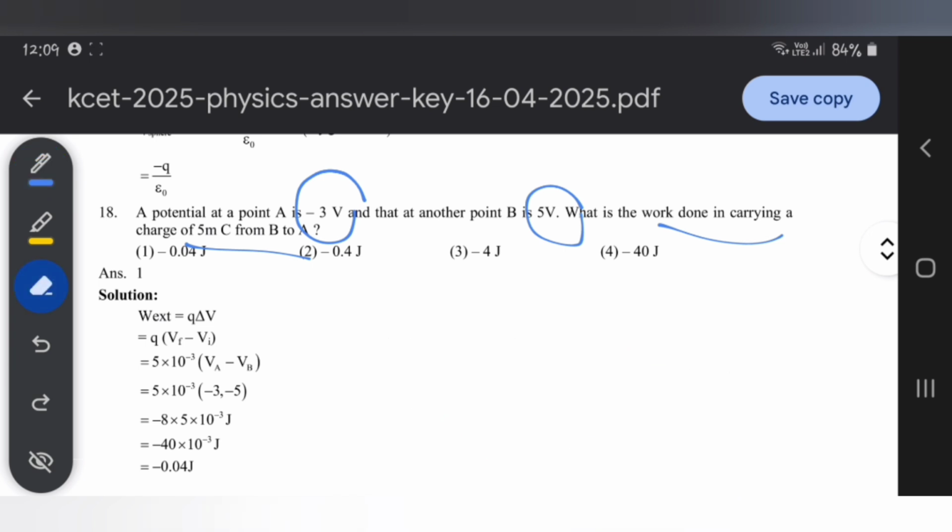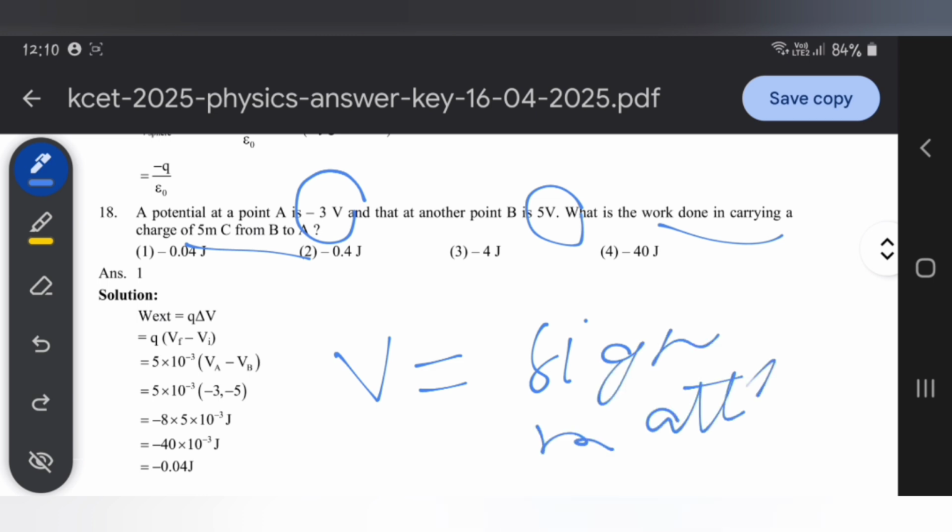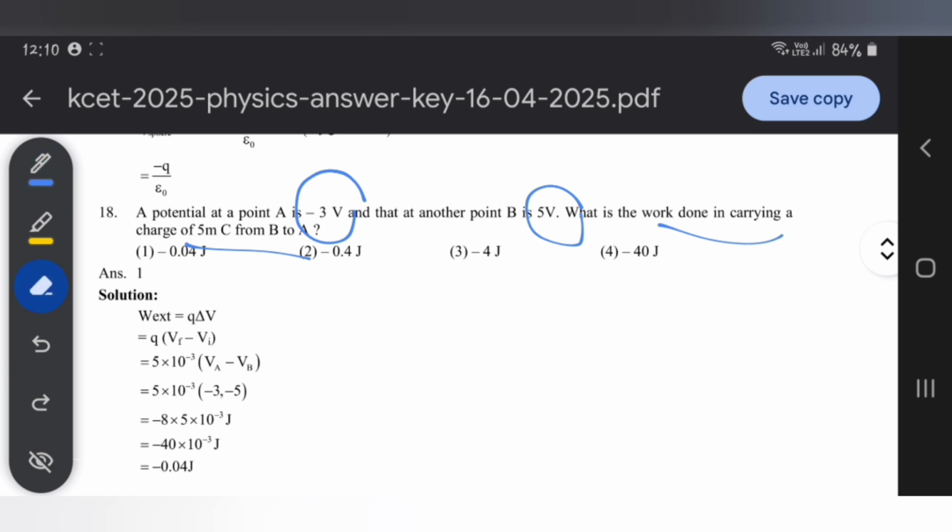Now see here, lot many children will end up making mistakes over here. Always remember, in case of potential, sign matters. When it comes to charge, we usually don't take the sign. If it comes to force also, we usually don't take the sign, but in case of V, that is potential, sign very much matters. So minus 3 volt should be written as minus 3 volt itself.